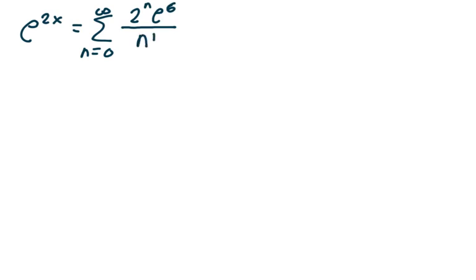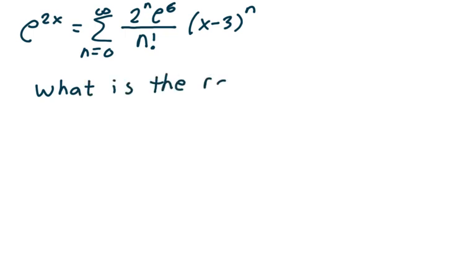Now, Taylor series. How does this look different? So e to the 2x is the summation from n equals 0 to infinity of, now, the numerator, I'm going to get 2 to the n e to the 6th. I'm going to divide by n factorial. But remember where my center is. My center is at 3. And so I'm going to take this and multiply by x minus 3 to the n. And a good exercise is, what is the radius of convergence? That would be a good exercise to try.